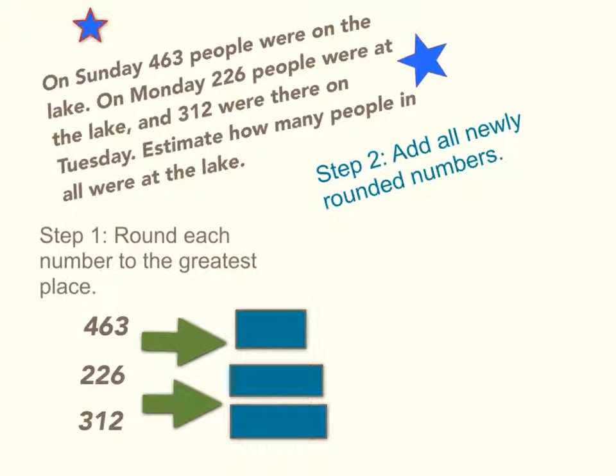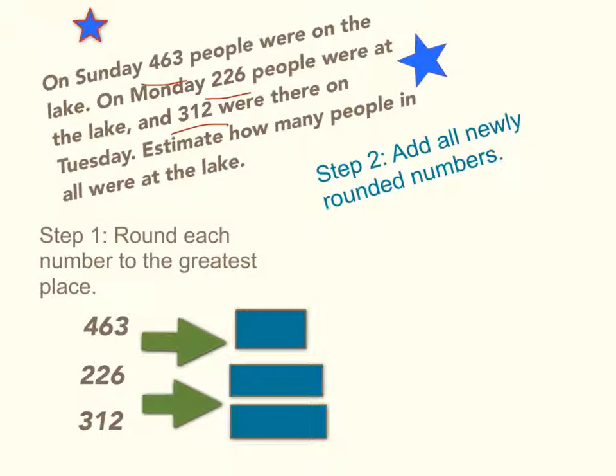Here's our first example. On Sunday, 463 people were on the lake. On Monday, 226 people were at the lake. And 312 were there on Tuesday. Estimate how many people in all were at the lake. So the first step, as it says, is we are going to round each number to the greatest place. So we pull each number out of the question. And as you can see, we have 463, 226, and 312. Now I've just copied them down to here.